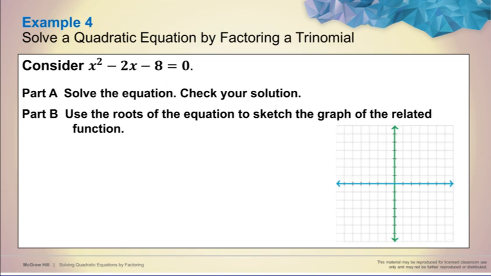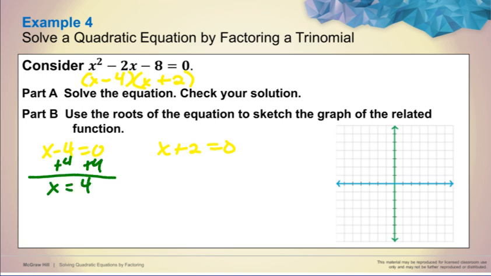Next, solve by factoring a trinomial. And then they also want you to graph the roots and graph the whole quadratic. I have a trinomial here, so I have to think, what do I multiply to get -8, but add together to give me -2? That would be a -4 and a +2. If I make both of them equal to 0, then solve, so add 4 to both sides. I'm left with x equaling +4. Here I subtract 2 on both sides, and I have x equaling -2.